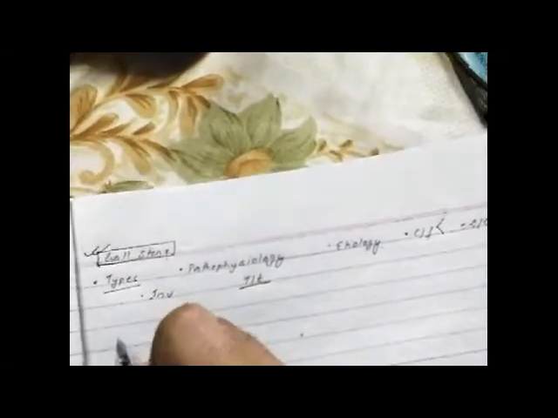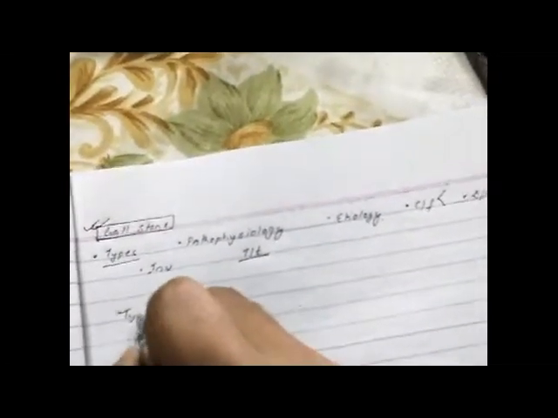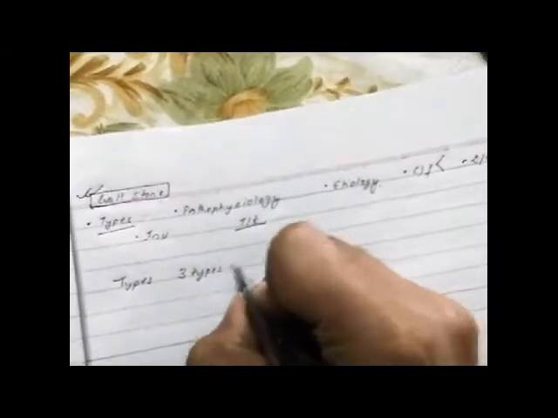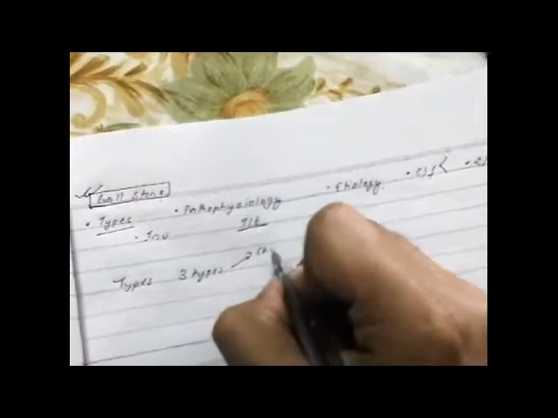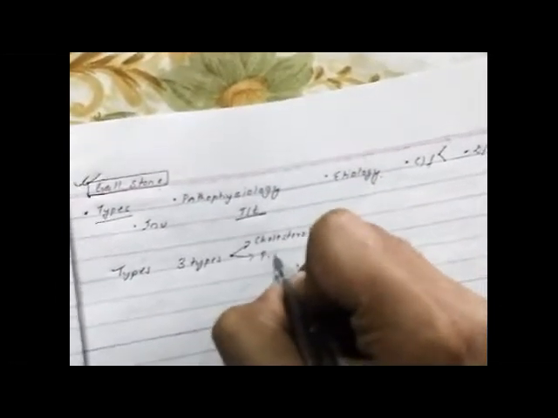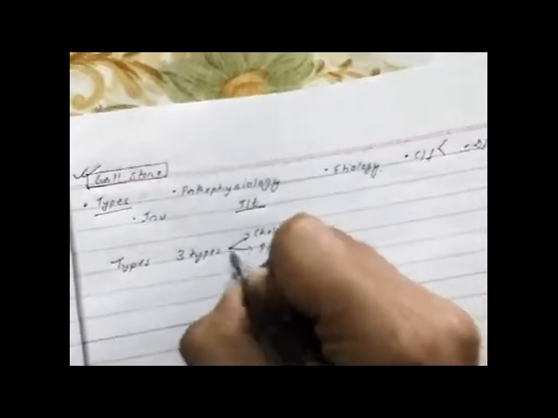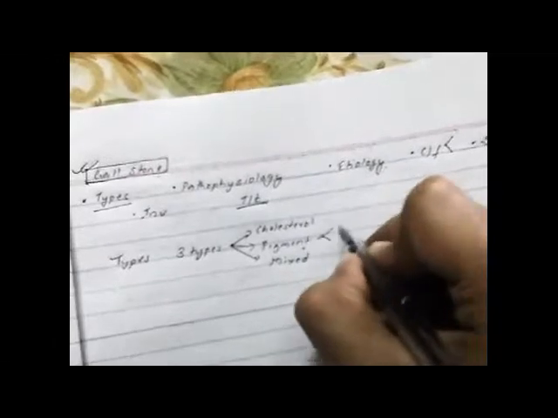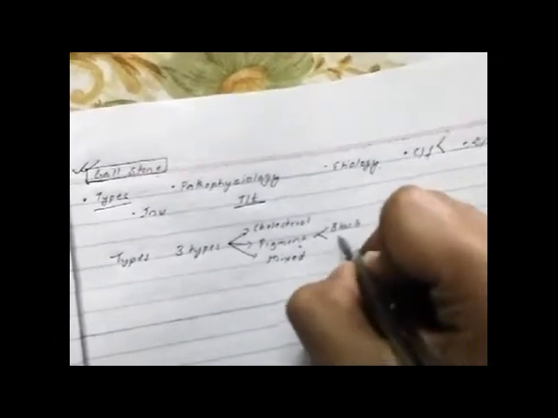Today we will discuss gallstones. First of all, types. Mainly there are three types of gallstone. One is cholesterol, and next is pigment stone, and then mixed stone can be there. Pigment stone is of two types, black and brown.